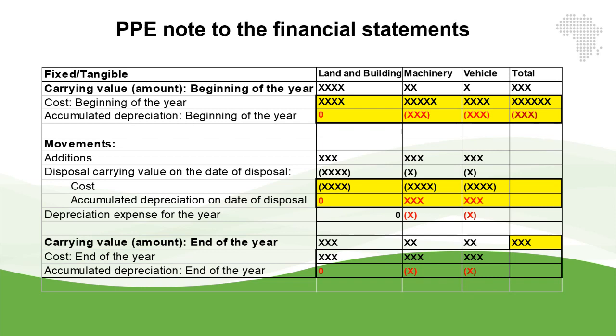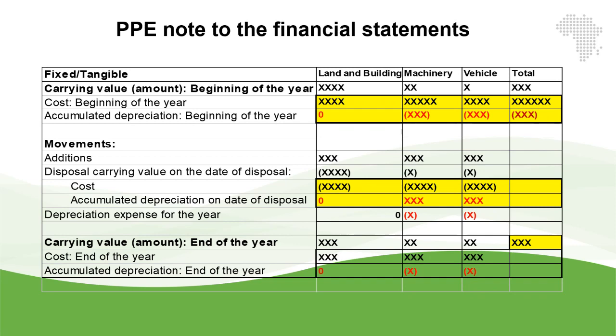Then we also move to ask ourselves again on movements. Did we sell any asset in the current financial year? Because remember that the purpose of this session, we're dealing with the disposal of PPE. Yes, if we did sell, what we need to do then is say disposal: carrying value on the date of disposal. It is very important here that we're saying the disposal carrying amount on the date of disposal.